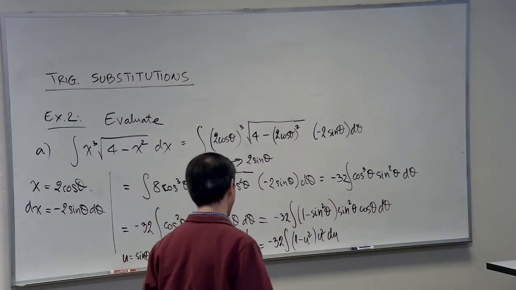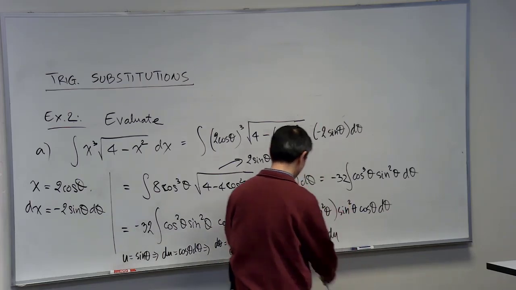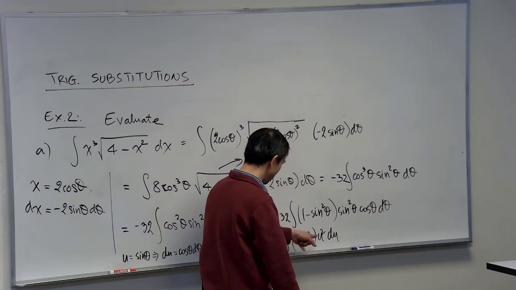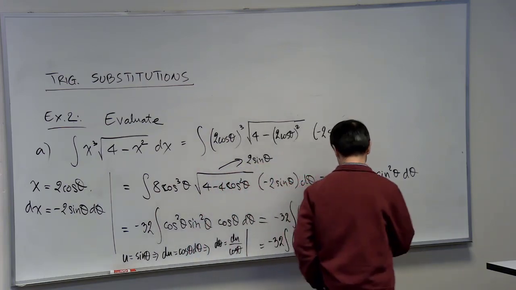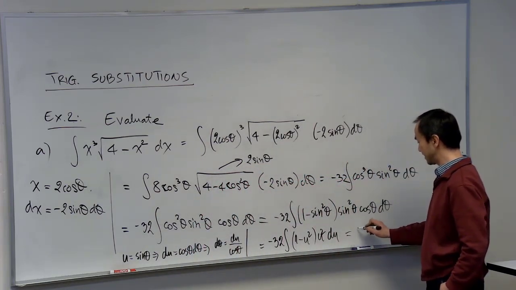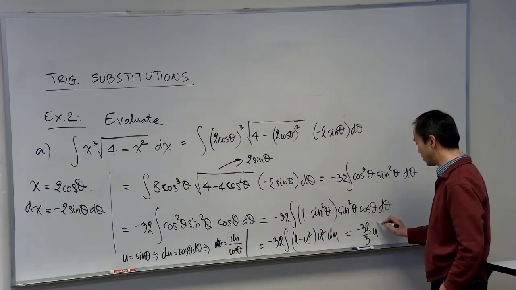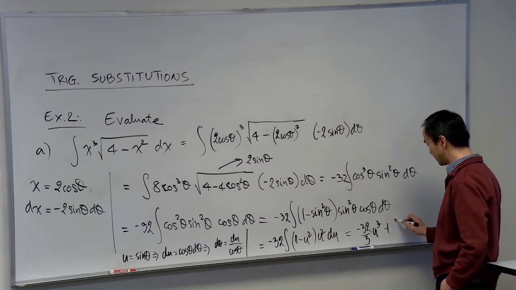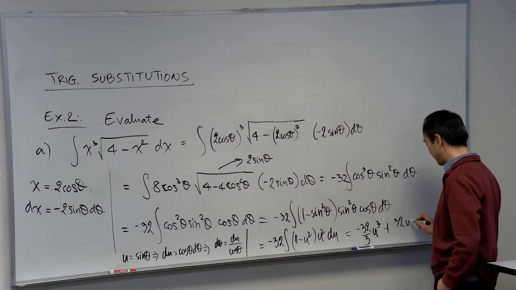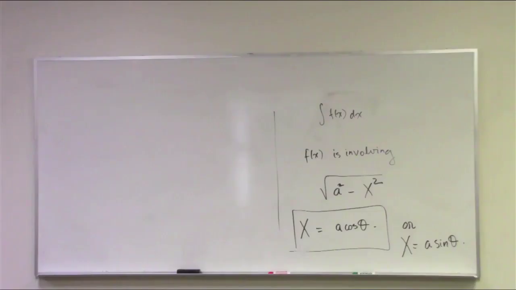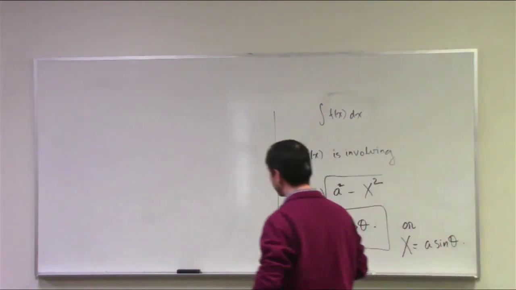Alright, and so now with that one right here, why don't you guys go ahead and finish this integral in terms of the u variable for me. You can distribute that in, that's easy enough. It's negative 32 over 3 u cubed, and then plus 32 over 5 u to the 5th power plus c.